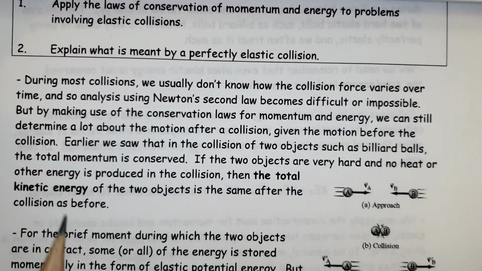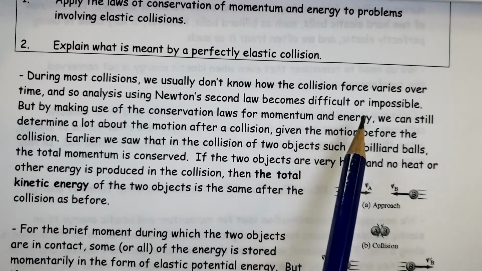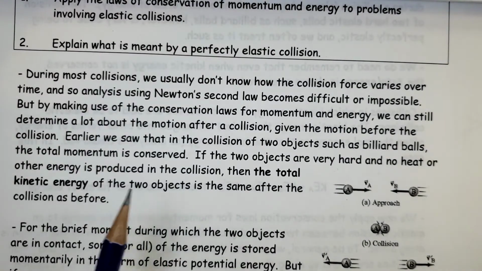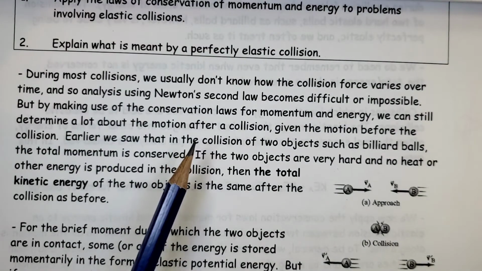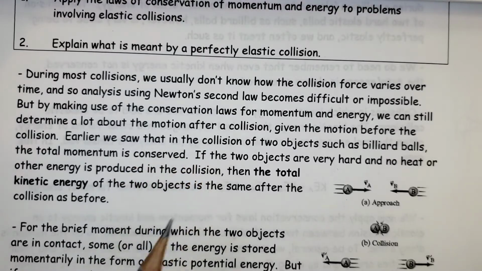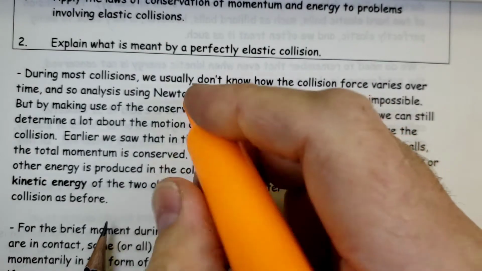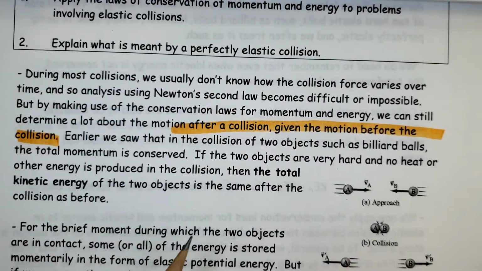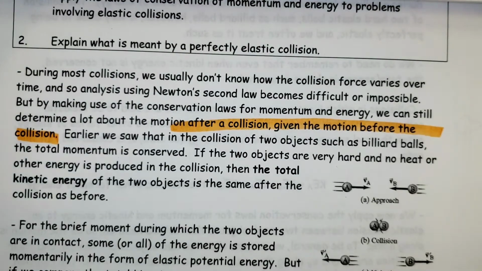During most collisions, we usually don't know how the collision forces vary over time, and so analysis using Newton's second law becomes difficult or impossible because of those forces. But by making use of conservation laws for momentum and energy, we can still determine a lot about the motion after the collision, given what's going on before. So again, quite often we don't know the forces involved, so figuring out what's going on after can be a little bit difficult.